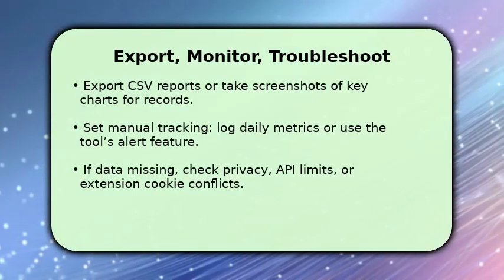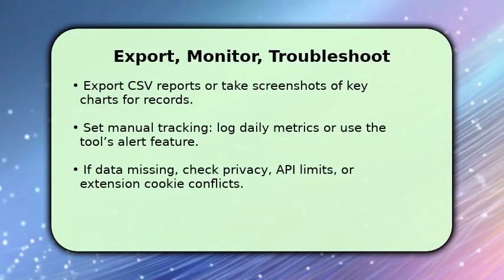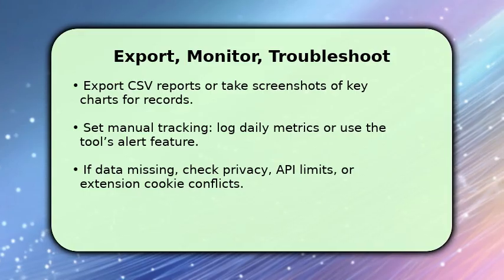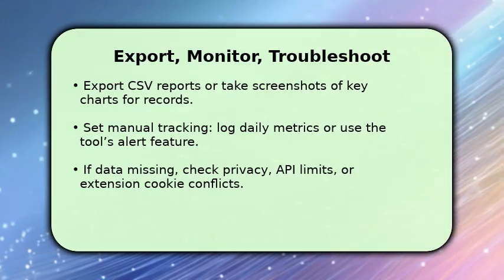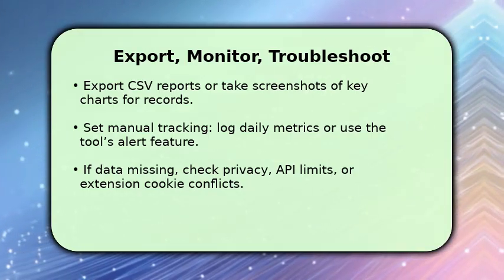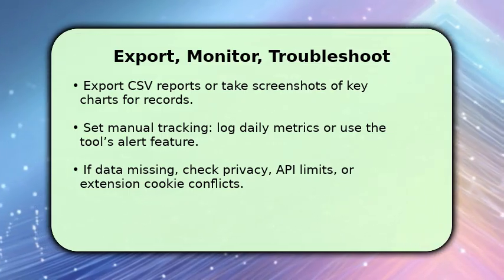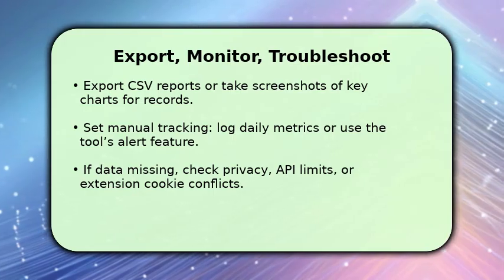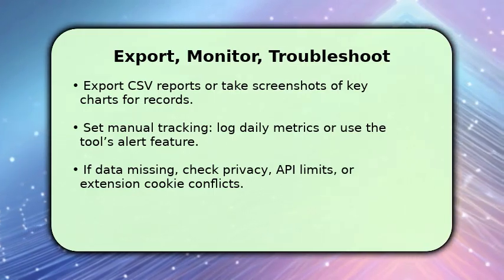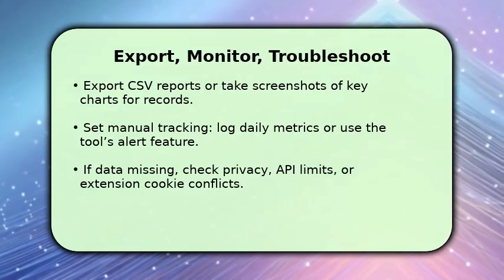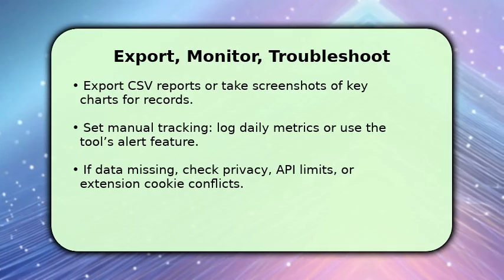Finally, finish by exporting and monitoring consistently. Export CSVs or capture screenshots of key charts so you can run your own trend analysis over time. Once done, set a simple tracking routine or use alerts in the tool to notify you of sudden subscriber or view changes. If you need advanced data, use the YouTube Data API with the channel ID.